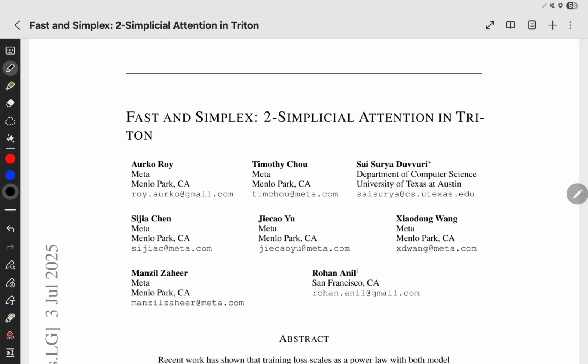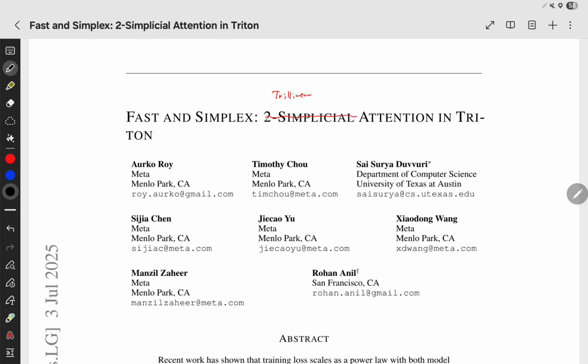From a mathematical point of view, they don't actually use simplices, they basically just use higher order attention. So I think it would be better to call this trilinear attention rather than 2-simplicial attention. Also, this name sounds a lot cooler.